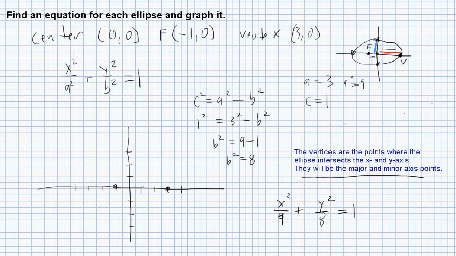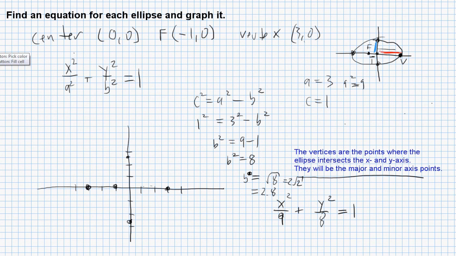Now to finish up our graph, we can see that if one vertex, one major axis point, is here at 3, the other one has to be here at -3. We can see that if b squared is equal to 8, then b, the minor axis distance, is equal to the square root of 8, which is equal to 2 root 2, but for graphing purposes, it's about equal to 2.8. So I go up to about 2.8 in the positive direction and in the negative direction. Those are our minor axis points.